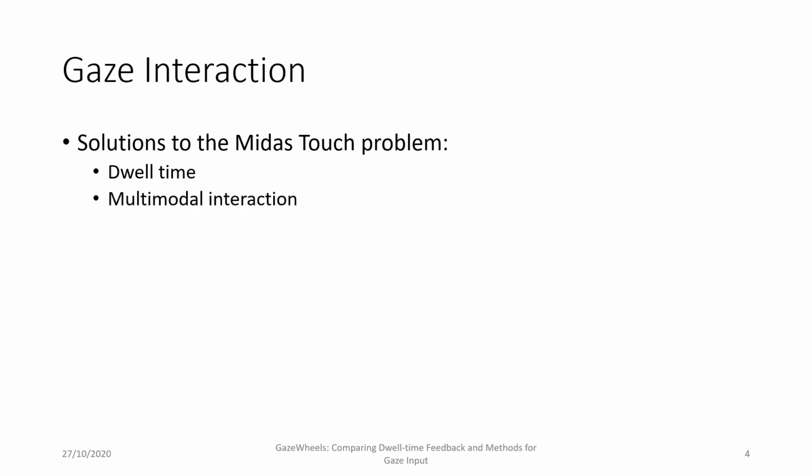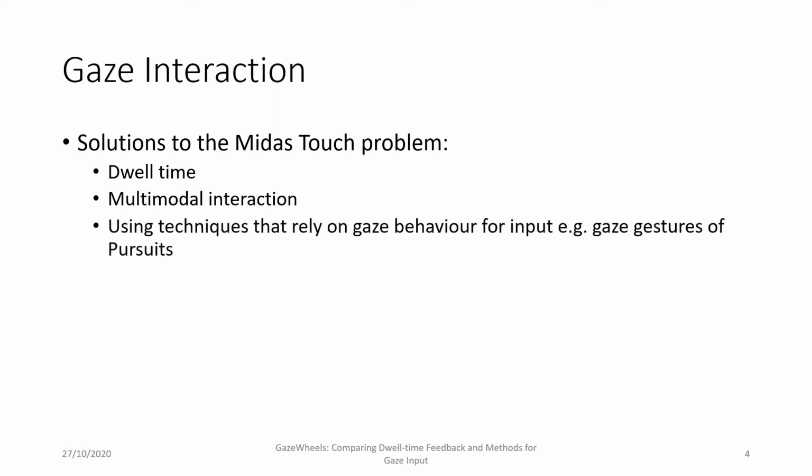Another option is to use multimodal interaction, so to combine gaze with another modality. For example, you look at a button and then you press the space bar on your keyboard to select it. Or in case of a mobile phone, you look at a target and then you press anywhere on the touchscreen to do it. There have also been other techniques proposed that rely on gaze behavior for input, such as gaze gestures or pursuits.